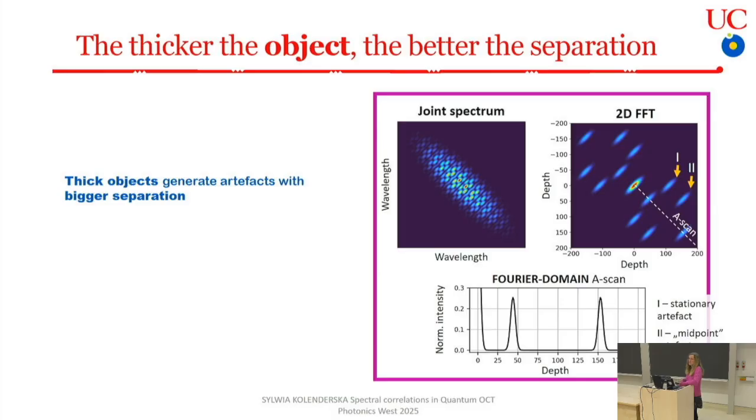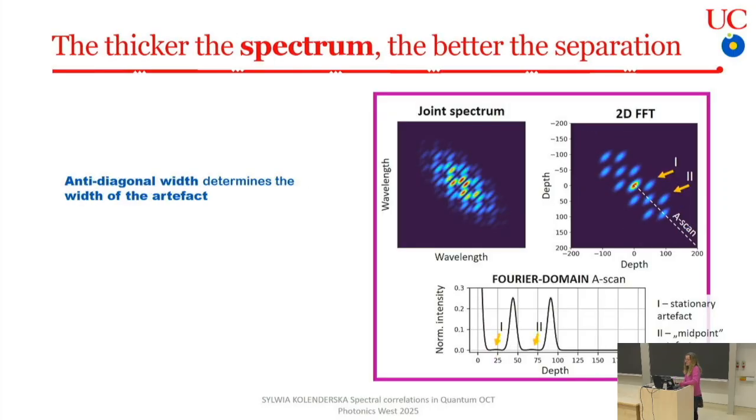They have this behavior: the thicker the object, the better the separation of the artifacts. So we can see that the midpoint artifacts are separated so that we cannot see any traces in the A-scan. Also, the larger the anti-diagonal width of the joint spectrum, the better the separation. This is because the width of that element in the anti-diagonal direction scales with the width of the input spectrum.